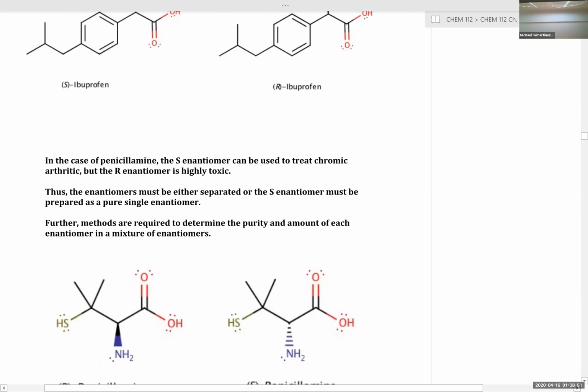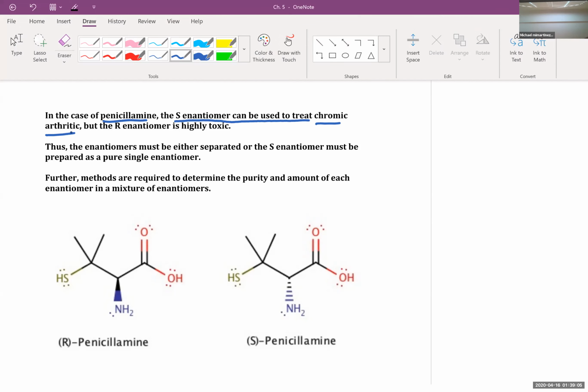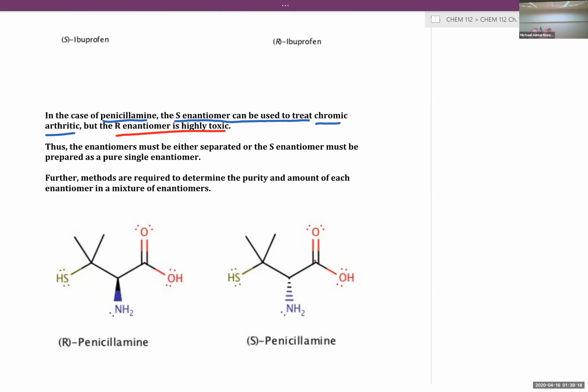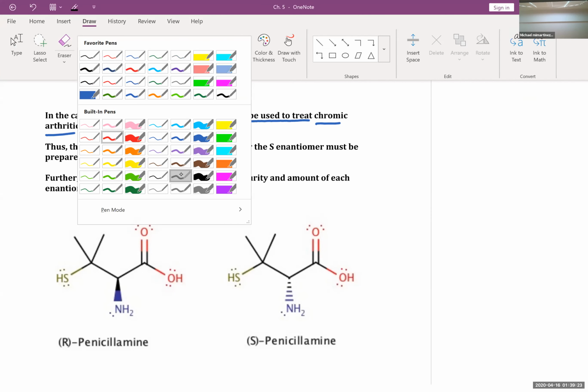Now, we can also see more dramatic effects with enantiomers. For penicillamine, the S enantiomer can be used to treat chronic arthritis. It was actually a pretty common arthritis treatment if it weren't for this unfortunate little rider: the R enantiomer is highly toxic. So just a mild difference in the stereochemistry results in a substantial difference in activity. One is toxic, one has a beneficial pharmaceutical effect.